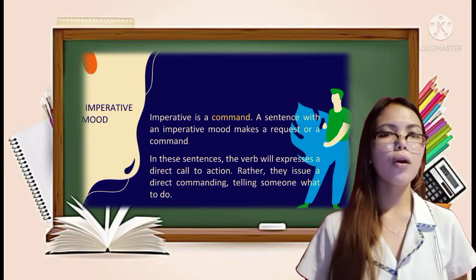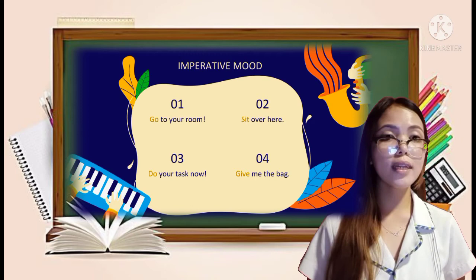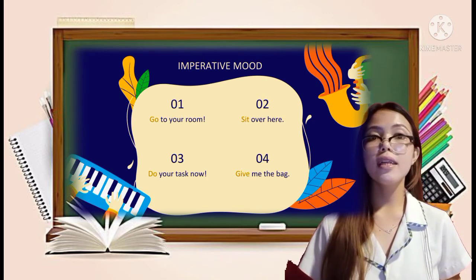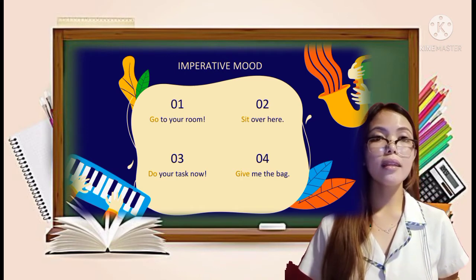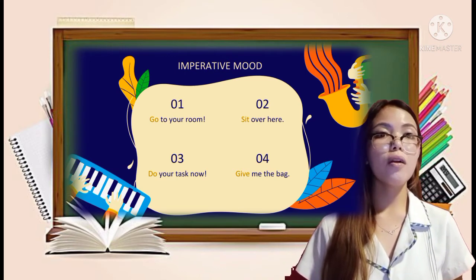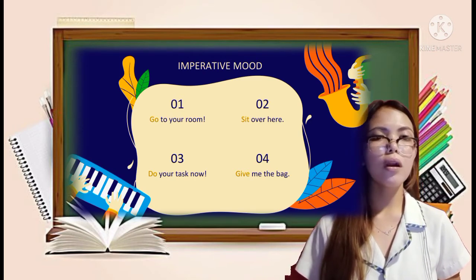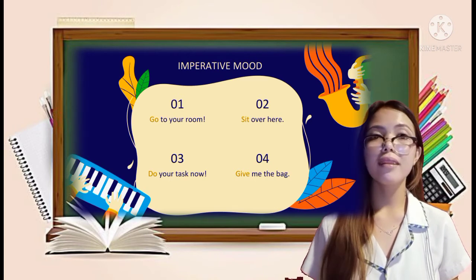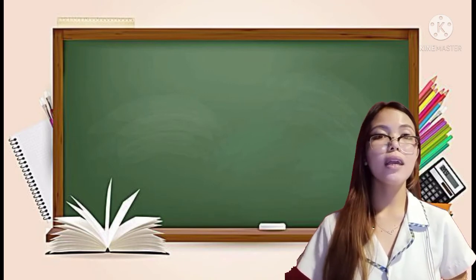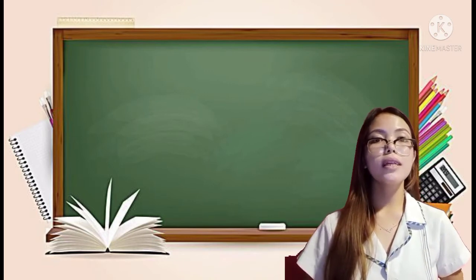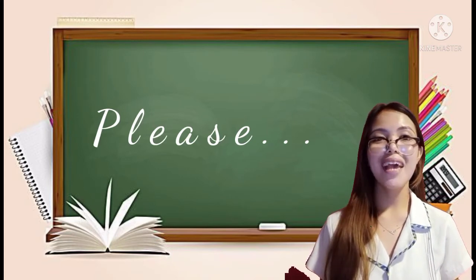Some examples are, go to your room, sit over here, or you sit over here. But it is not necessary to put the pronoun you in the sentence because the you in there is understood. Other examples are, wear a mask, or give me the bag. That's imperative mood. Or in requesting, an example is, please print me a copy of this. And that's imperative mood.